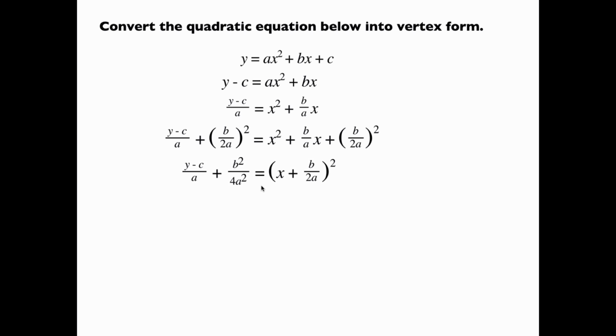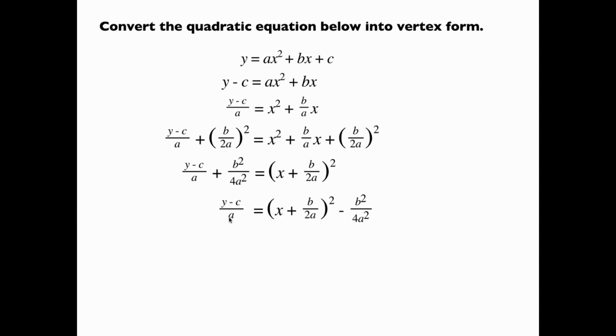And now, although this looks confusing, we're almost to vertex form. So all we need to do is solve for y. Y is being subtracted by c, and then we're dividing by a, and then we're adding this whole mess. So we're going to subtract this whole mess, multiply, add, and we should end up with a y isolated all by itself. So let's subtract b squared over 4a squared from both sides.